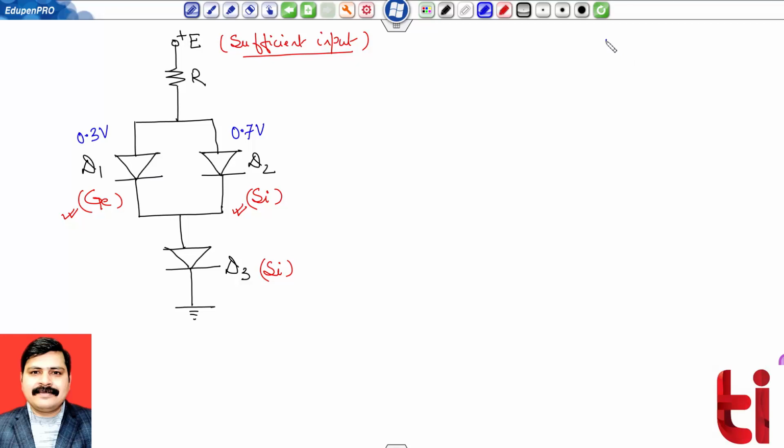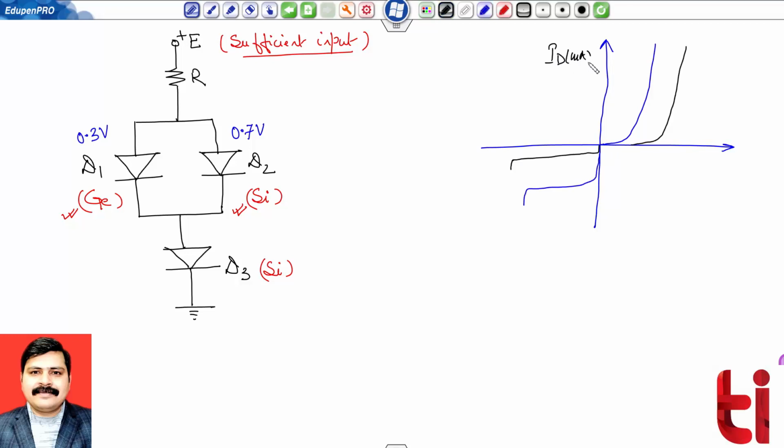For better understanding, I want to show you the VI characteristic including both diodes on the same graph, ID in milliampere, VD in volts. This is the curve for silicon, and this is the curve for germanium. Somewhere I will have the value 0.3, and somewhere I will have the value 0.7.